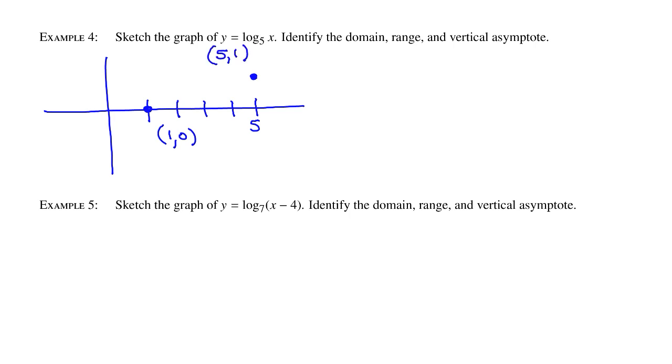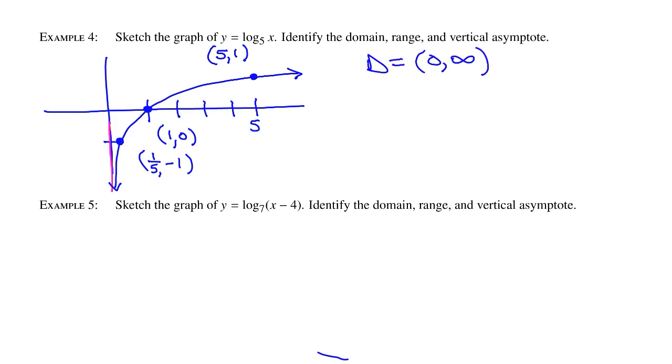And then 1/5 comma negative 1 right here. We do have a vertical asymptote right there. And so here's the graph of the log base 5 of x. Looks like that. The domain is the interval from 0 to infinity, open at 0. The range is negative infinity to infinity. We have a vertical asymptote of x equals 0.